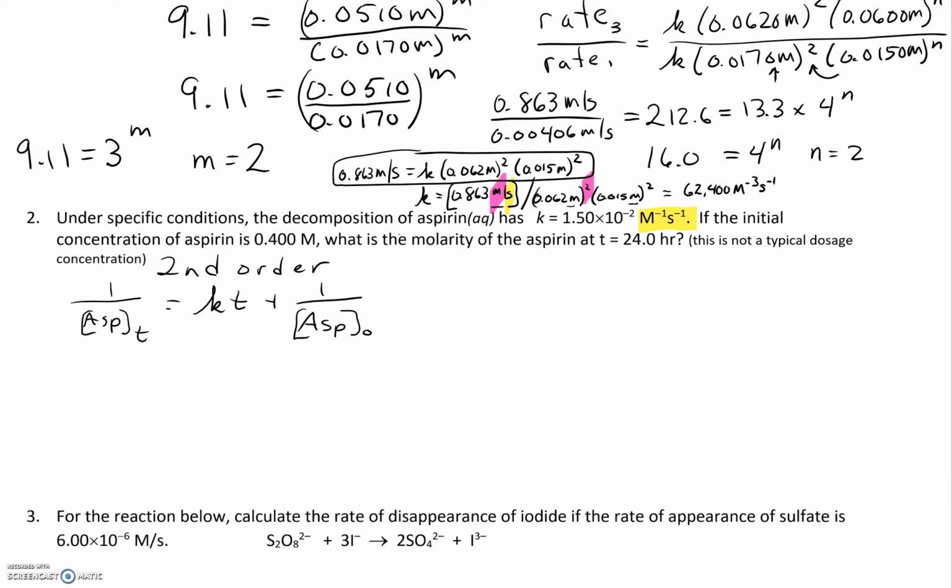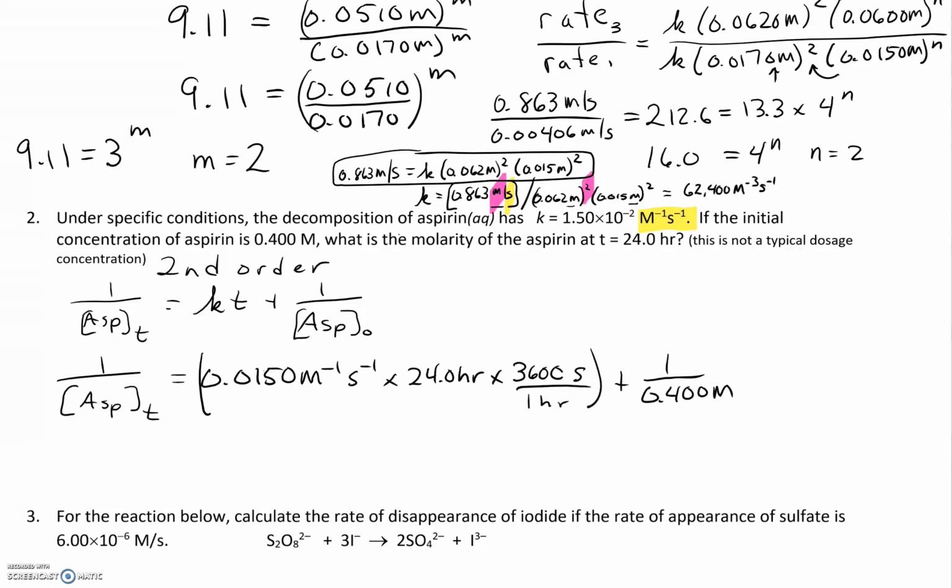So here's the second order integrated rate law. We can then add in the initial concentration and the rate law and the time and figure out the new molarity at a certain time period. Here is the second order rate law with the initial concentration and the rate constant and the time multiplied by each other. We can then solve that algebraically to end up with this.